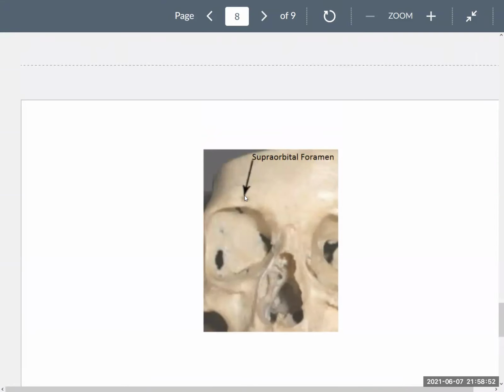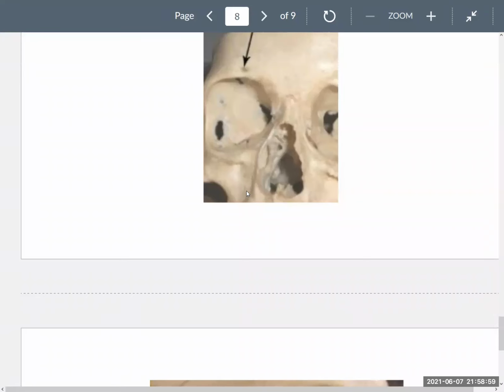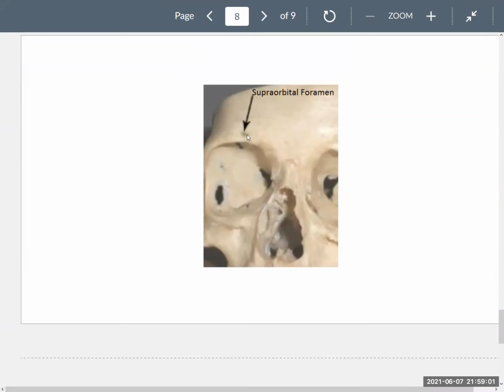Here's the supraorbital foramen. This one didn't happen to go all the way through, sort of like a notch. Supraorbital foramen is located in the frontal bone above the eye.